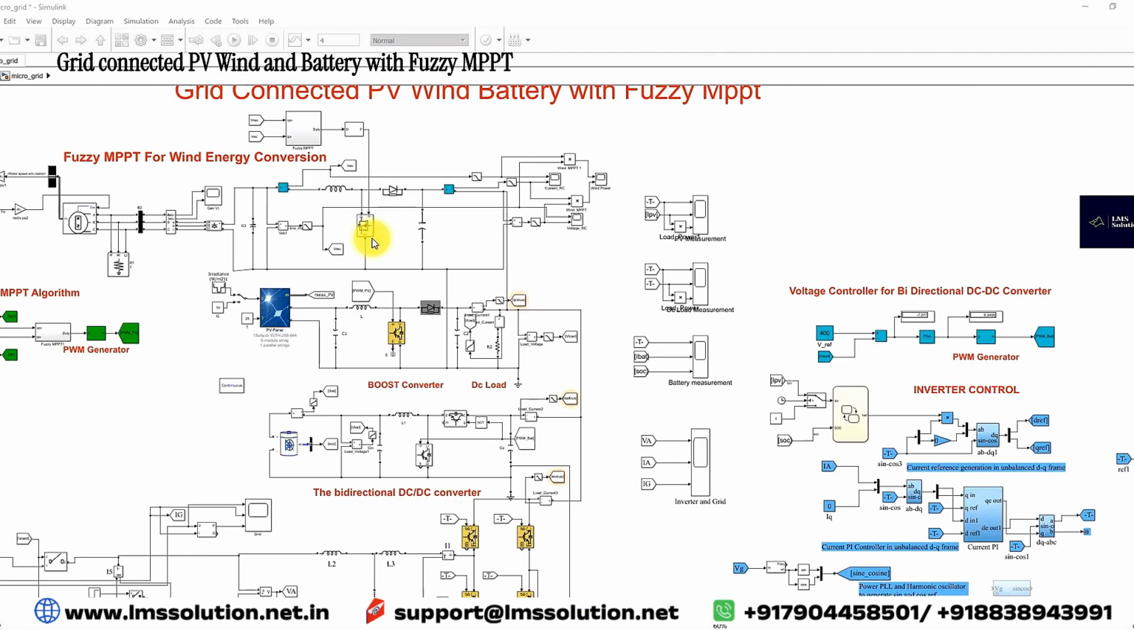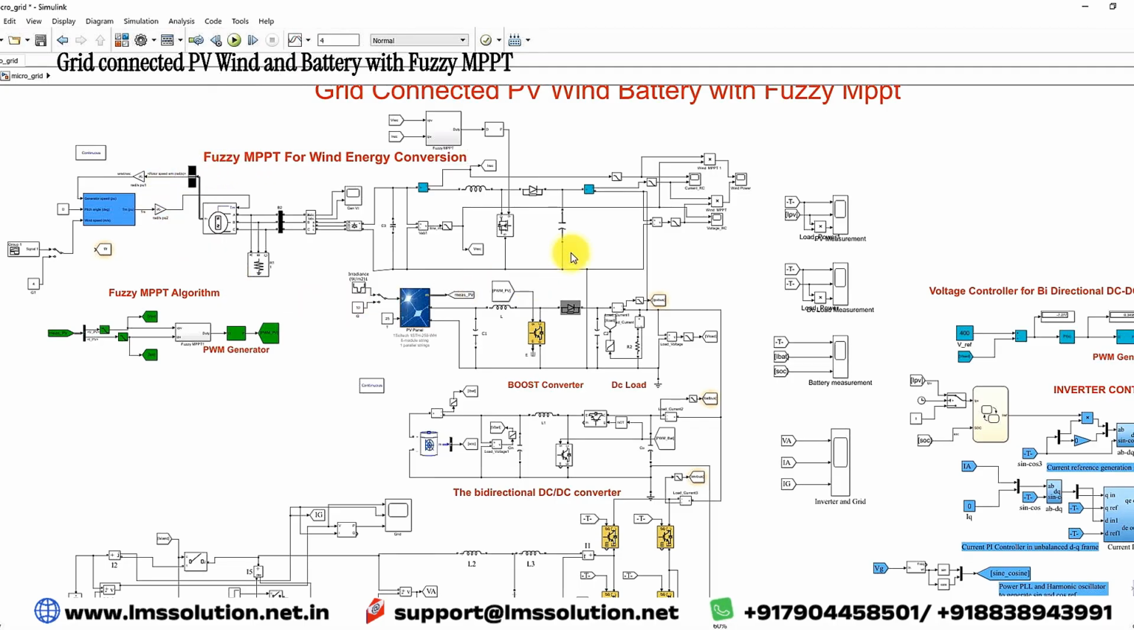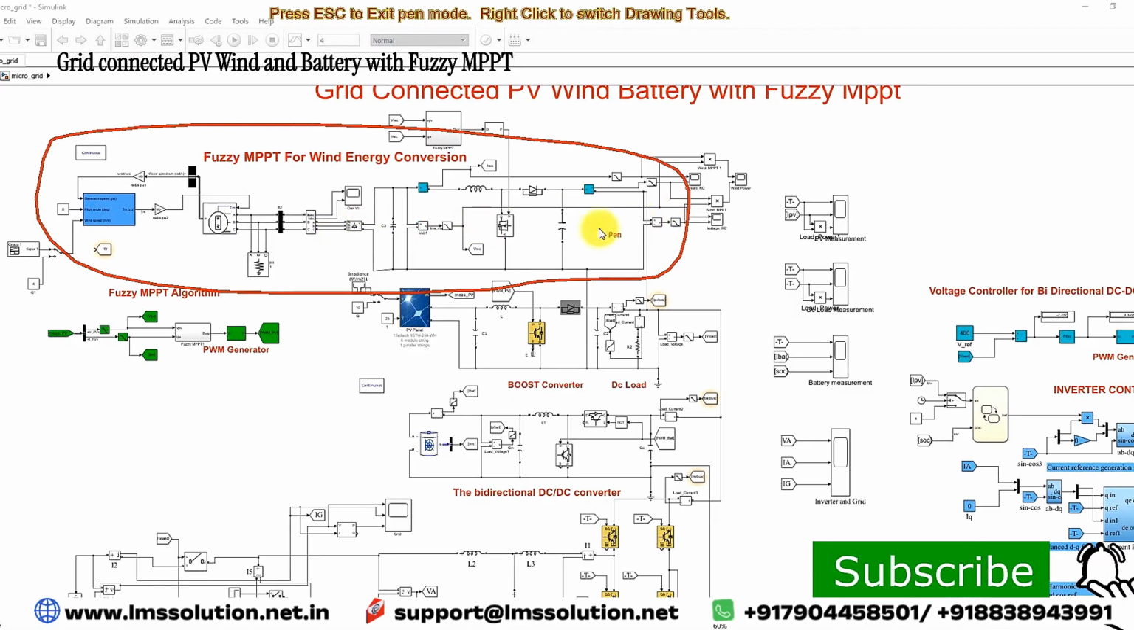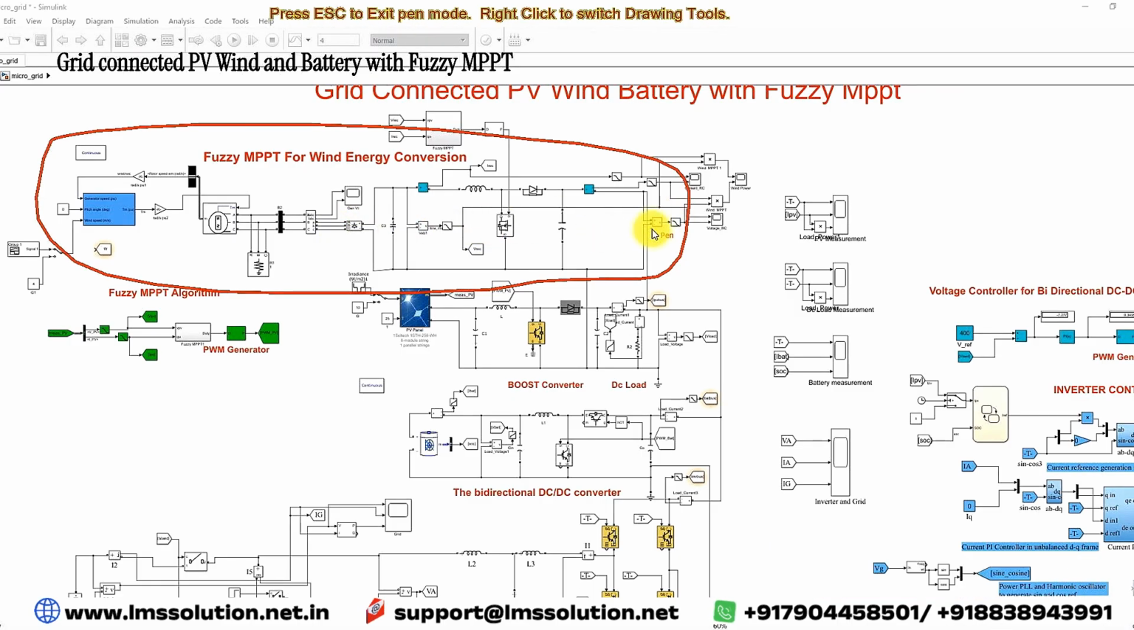The system consists of a wind energy conversion system, having a wind turbine, PMSG, a rectifier, and a boost converter, and the boost converter output will be connected to the DC bus. The DC bus voltage is maintained at 400 volt. The rating of this wind turbine and PMSG is 3 kilowatt maximum, and this boost converter will be controlled by means of the Fuzzy MPPT.